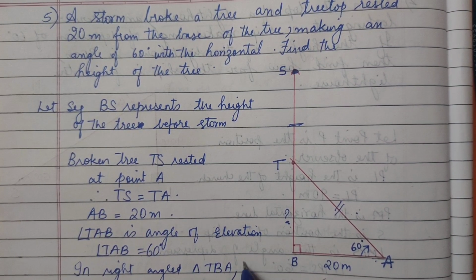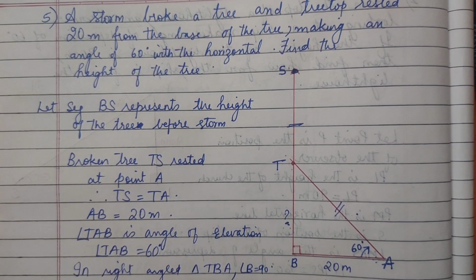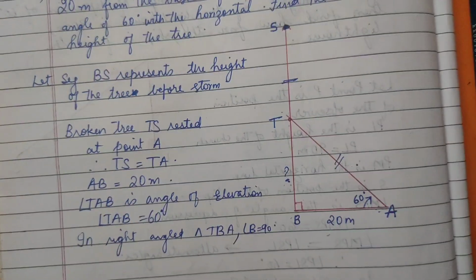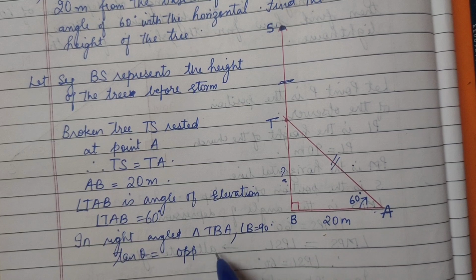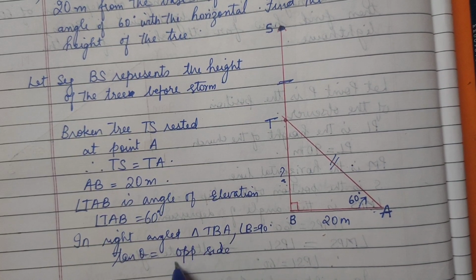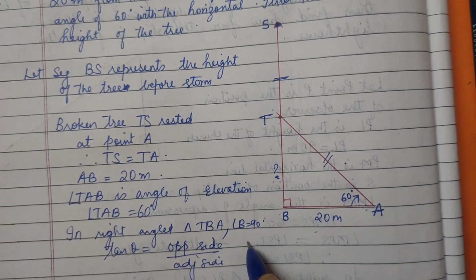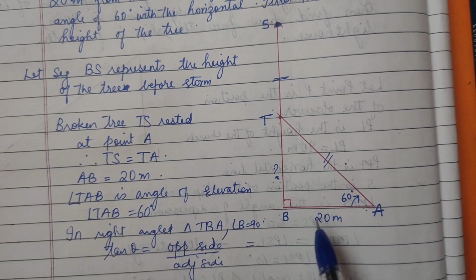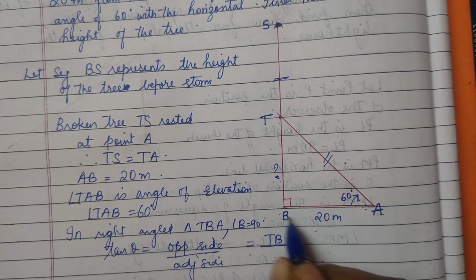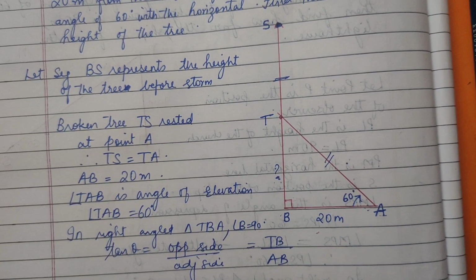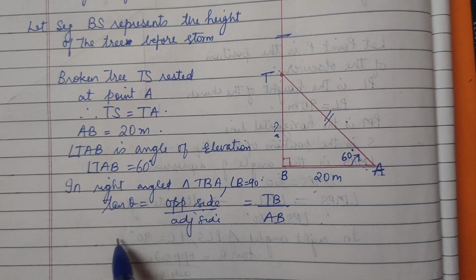TBA. Angle B is 90 degree. So we write it tan theta equals to opposite side upon adjacent side. So I write it here itself, which we have taken as opposite side, that is TB upon AB.